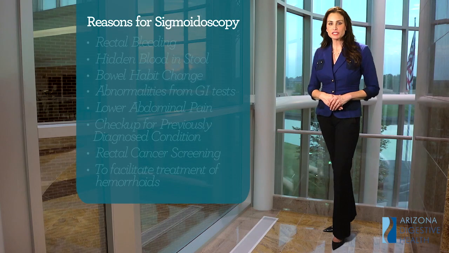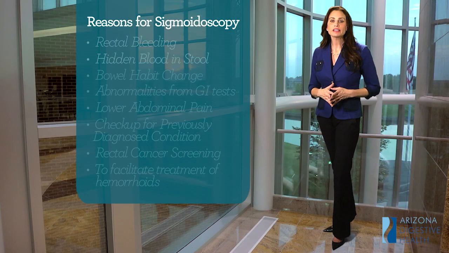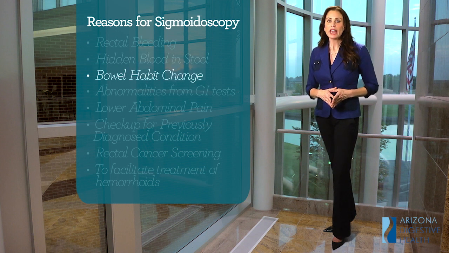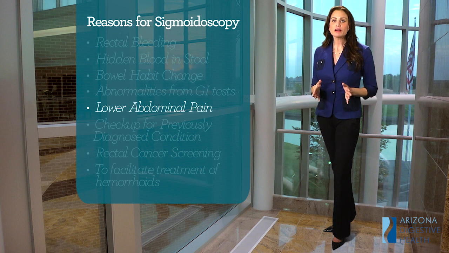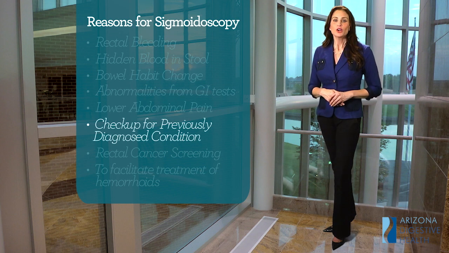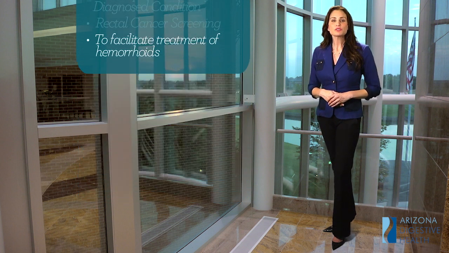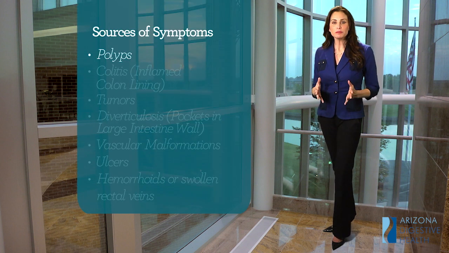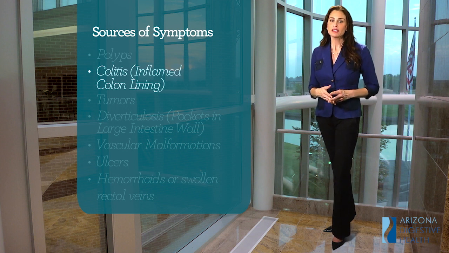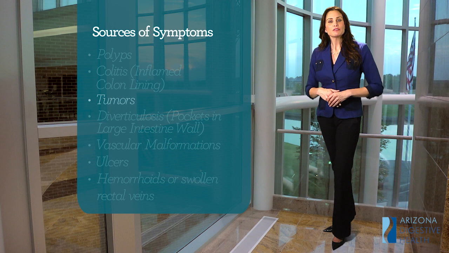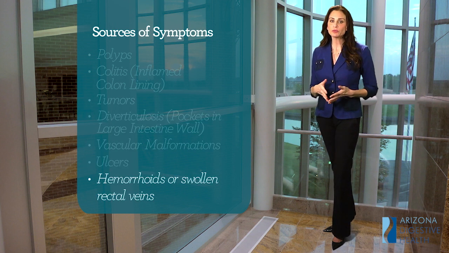The most common reasons for sigmoidoscopy include, but are not limited to, rectal bleeding, hidden blood in stool, bowel habit change, abnormalities from other GI tests, lower abdominal pain, checkup for previously diagnosed condition, rectal cancer screening, and to facilitate the treatment of hemorrhoids. The sources of these symptoms may include polyps, usually harmless tissue growths that can sometimes be precancerous, colitis, tumors, diverticulosis, vascular malformation, ulcers, hemorrhoids, or swollen rectal veins.